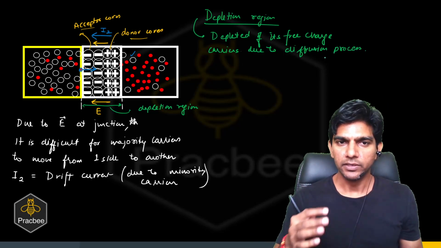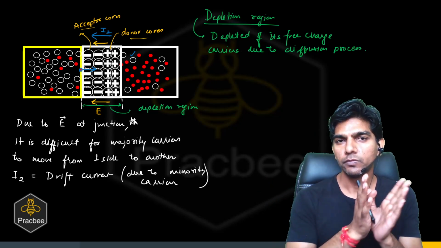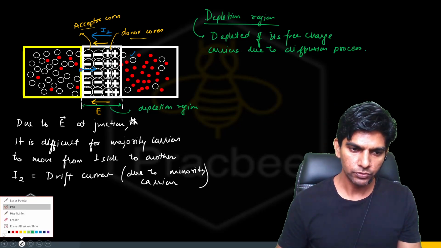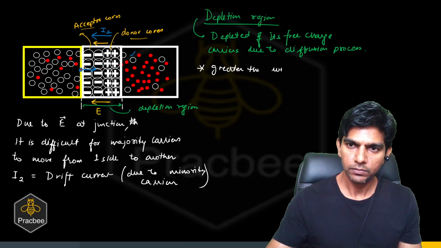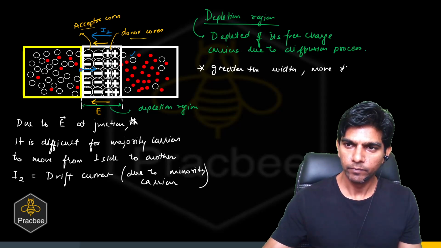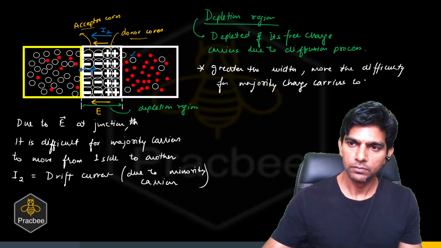So greater the width of this depletion region, it will be difficult for the majority carrier to move from one side to the another. So again, we should remember this. Greater the width, more the difficulty for majority charge carriers to move from one side to another.